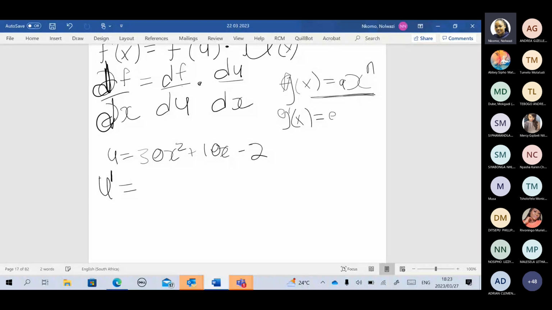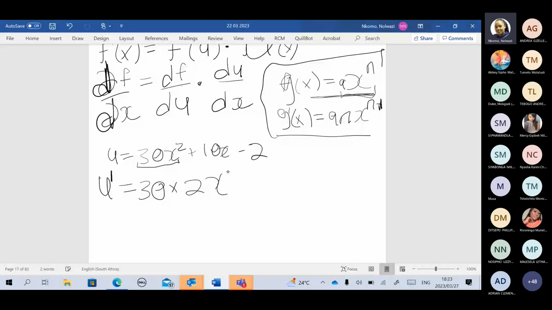So this is the rule that we'll use if we want to differentiate this, okay? First, on this term, our N is equal to 2, and our A is 30, right? We said the derivative of a function like this would be A N X to the power N minus 1. And our A is 30, our N is 2, X to the power 2 minus 1, right?